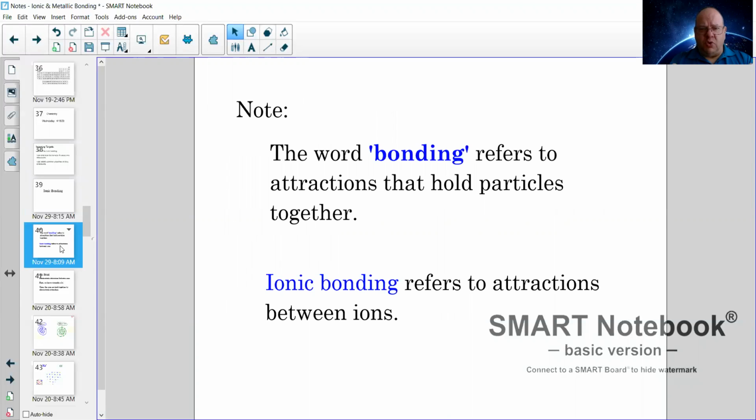Just a note, the word bonding refers to attractions that hold particles together. And we have different types of chemical bonding. We're starting out with ionic, which I think is the easiest for students to understand. In this chapter, we're also going to talk about metallic bonding, and in the next chapter, we're going to talk about covalent bonding. They're just different ways that atoms are attracted and hold together to each other. When we use the word ionic bonding, we're referring to attractions between ions.